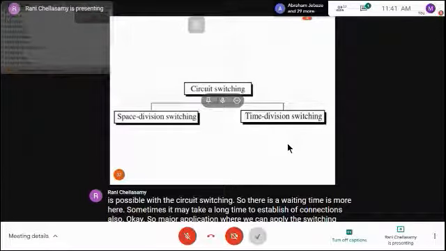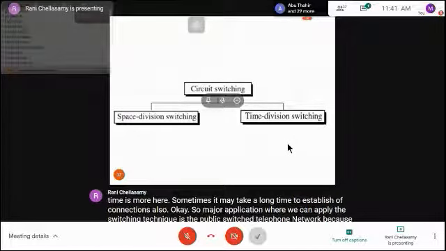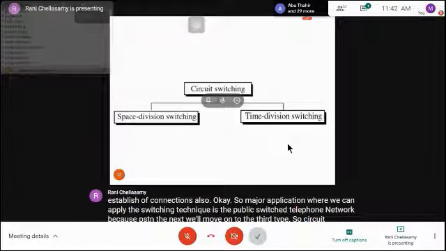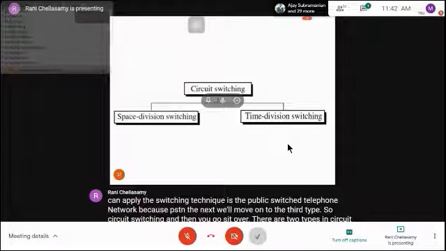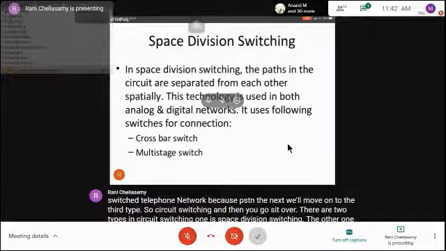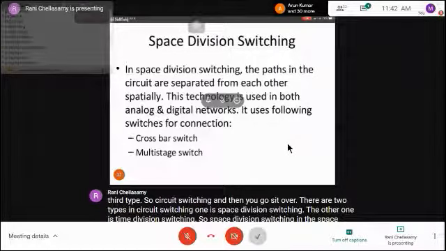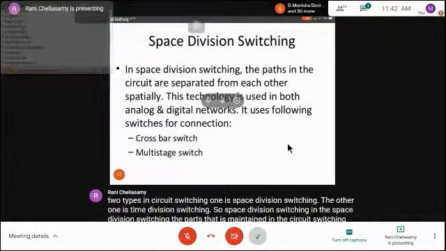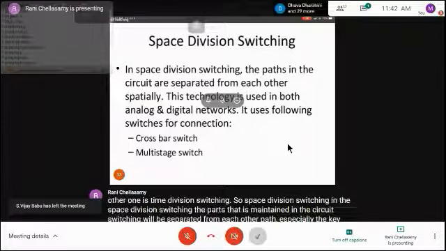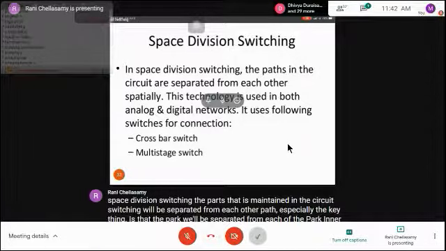Already we have said there are two types in circuit switching. One is space division switching. The other one is time division switching. Okay, so space division switching. In space division switching, the paths maintained in the circuit switching are separated from each other spatially. The path will be separated from each other path by some particular distance. This technology is used in both analog networks and digital networks.